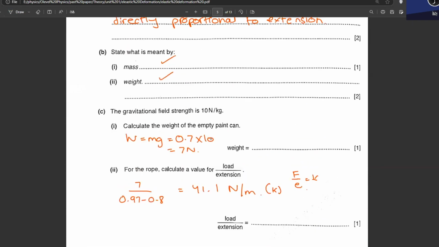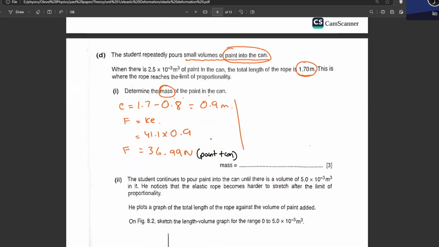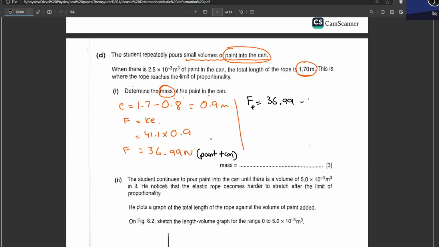Do we have the weight of the empty can? Yes, 7 Newton. Can I subtract it from this? Yes, I can do that. Force due to paint only is 36.99 minus 7. This comes out to be 29.99, which is roughly equal to 30 Newton. The force due to only paint is 30 Newton.